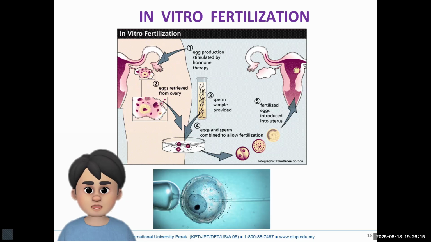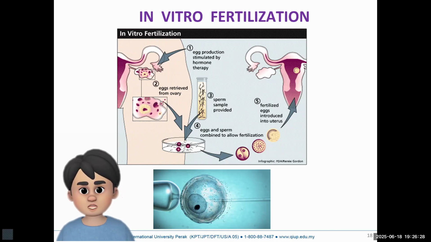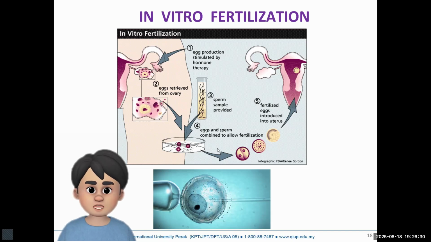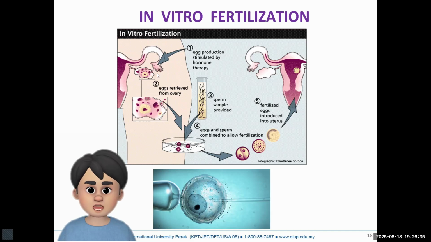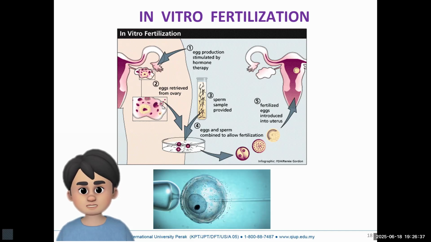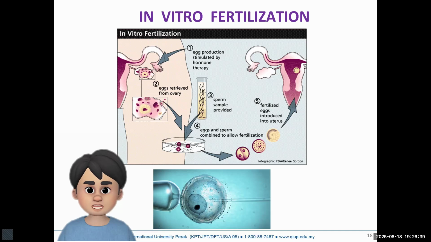You stimulate the ovary. There's a medication for that, a hormone. Then you retrieve the ovum with a small surgery. You take the ovum, and you take the sperm from the father, and the embryologist fertilizes them. This is the process of fertilization, because you actually select the good egg and the good sperm by looking through the microscope.